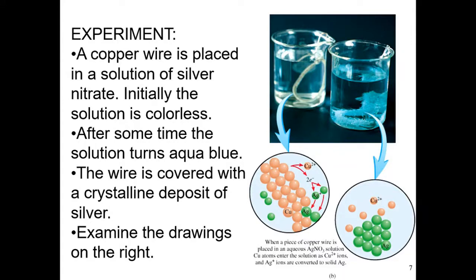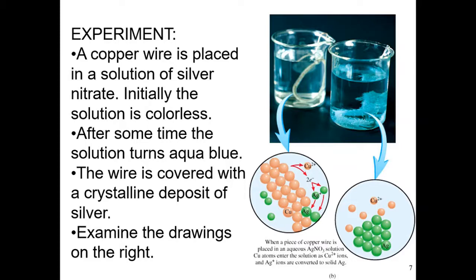Welcome back, students. We're going to continue with our discussion here of electrochemistry. Many of you may have done this experiment in an earlier chemistry course. A copper wire is placed in a solution of silver nitrate. Initially, the solution is colorless, but after some time, the solution begins to turn aqua blue. At the same time, the wire becomes covered with a crystalline deposit of silver.